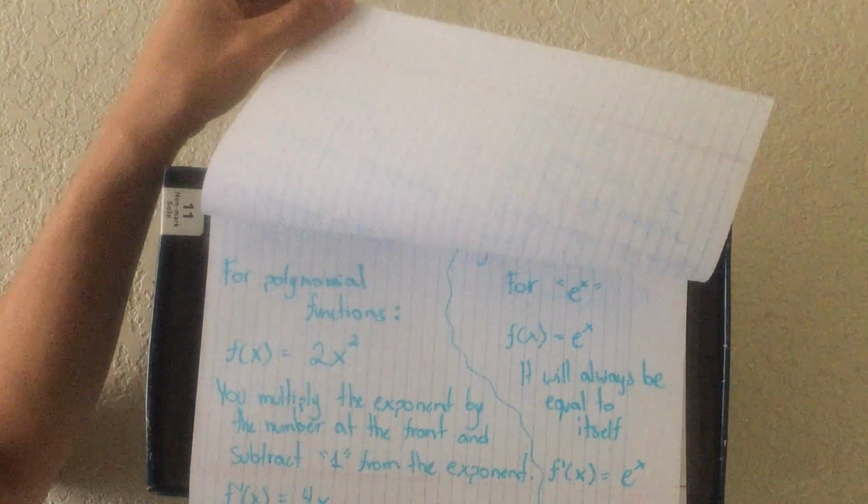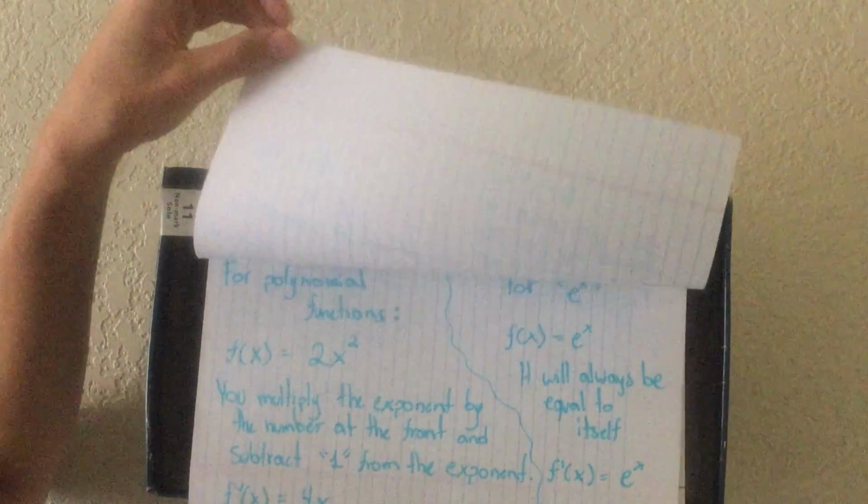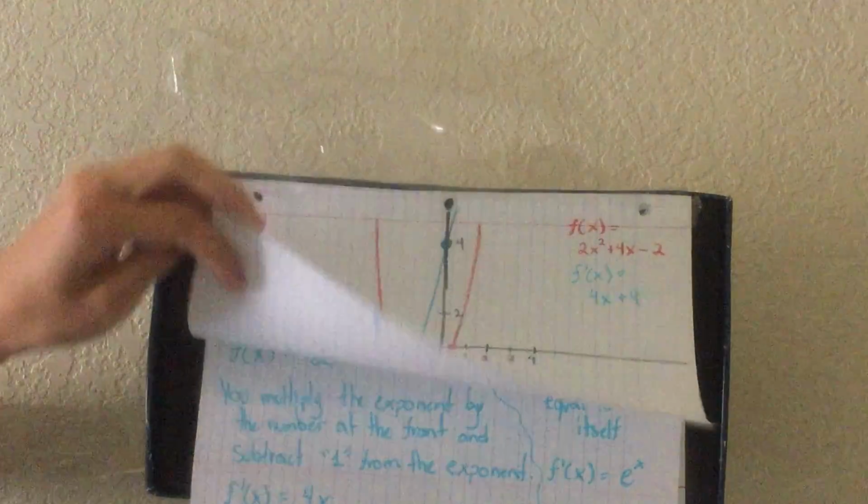Now a special case is e to the x. This function is always equal to its own derivative. So its derivative would be just e to the x.